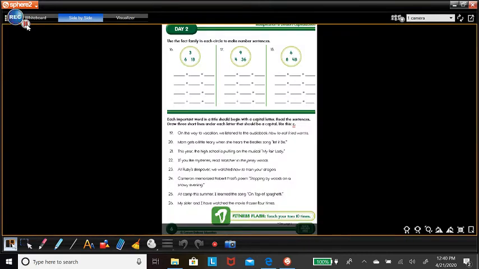Okay, for questions 19 to 26, we're going to be reading sentences, and you need to identify the words that need to be capitalized. Here are the instructions. Each important word in a title should begin with a capital letter. Read the sentences. Draw 3 short lines under each letter that should be a capital, like this. So all of these sentences have titles of books, and we need to capitalize, like it says, all of the important words. And let me show you what that is like. We're going to be working on problem 19.